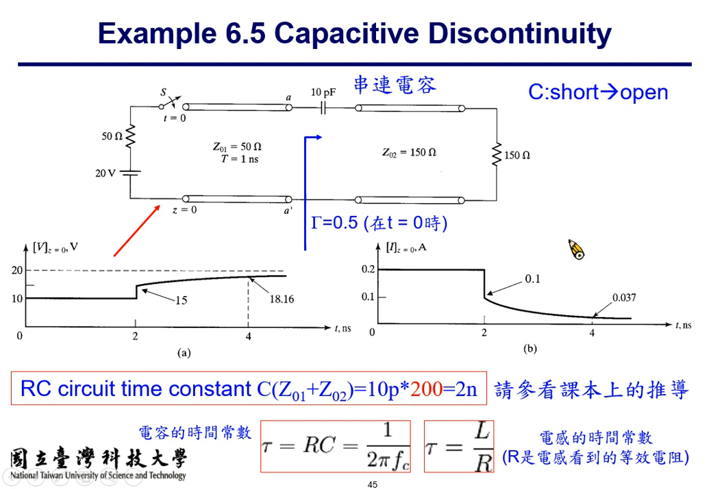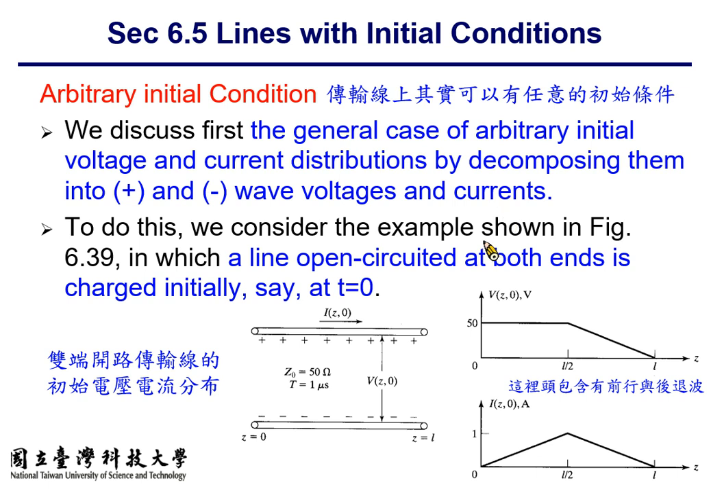So why do we mark 8.16 here? Because 2 nanoseconds is what? The time constant of the capacitor. The time constant of the capacitor, as we calculated earlier, is 2 nanoseconds. Okay, so the voltage will go from 5 to 8.16, and eventually the voltage will become 20. Okay. All right.